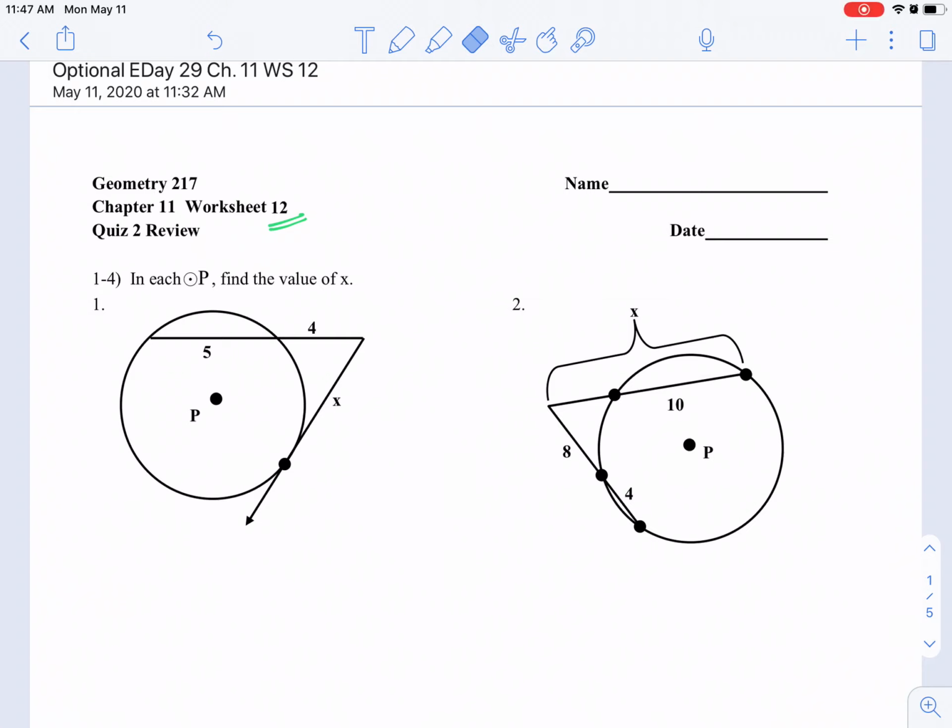Welcome to the review day for your last test of the year on circles. So before we get looking at worksheet 13, I wanted to do just a couple of questions from worksheet 12, just so we hit a little bit of everything before you take your test tomorrow.